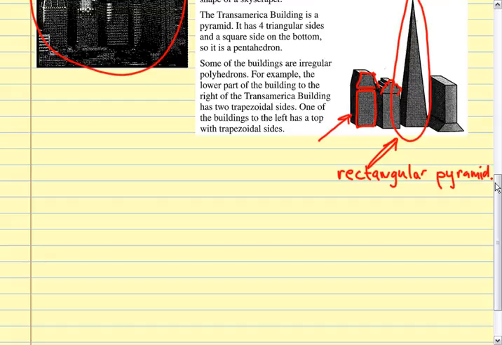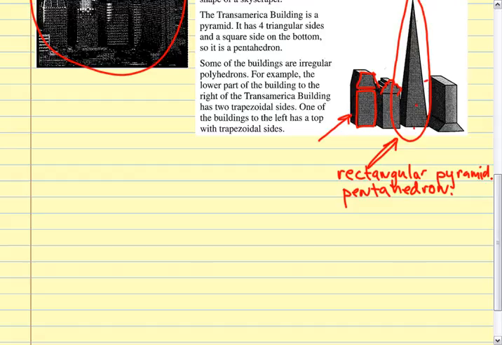Hexahedron. A hexahedron? No. It doesn't have 6 faces, so it's not a hexahedron. How many faces does it have, Sydney? 4. Not 4. It has 4 sides, but then it also has a bottom down here. 5. So what prefix should we use? A penta what? Pentahedron. Okay? Those are the 2 names that we would use for that shape.